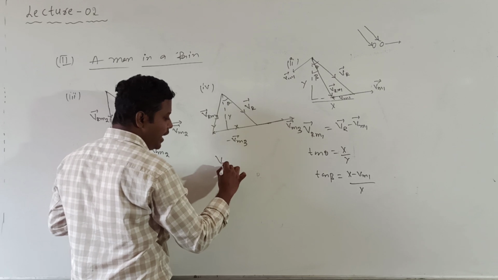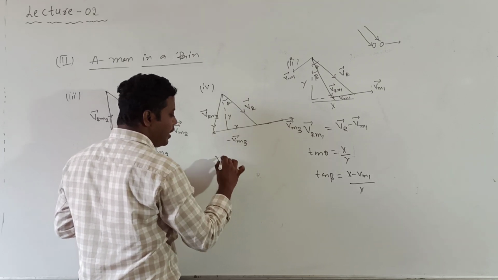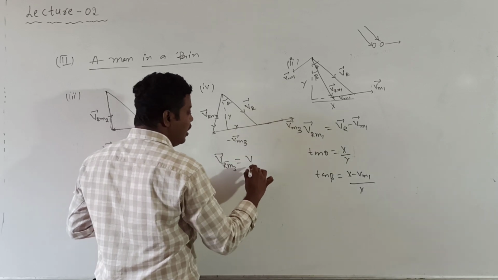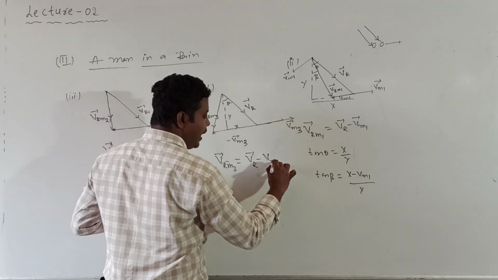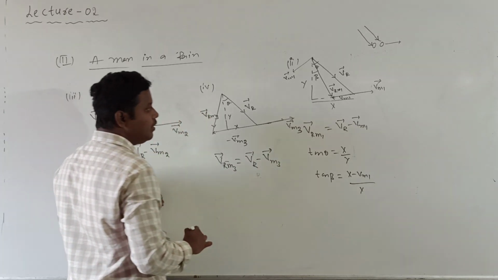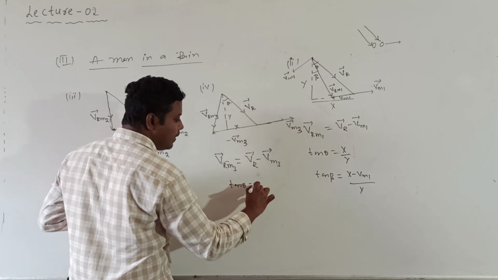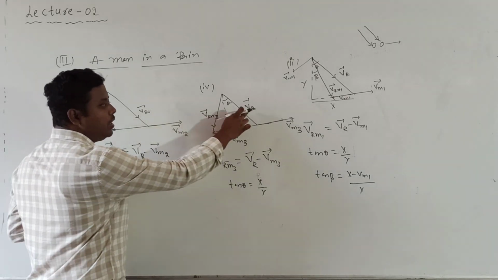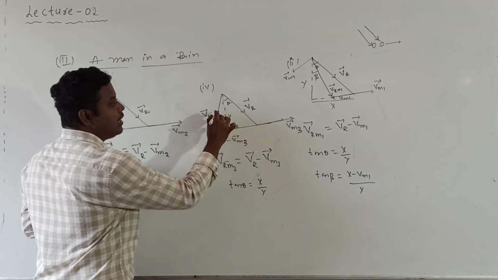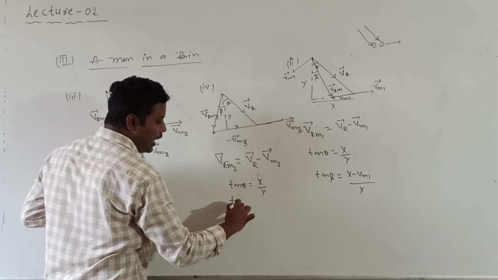So what is the value of Vrm3 bar? Vrm3 bar will be equal to Vr bar minus Vm3 bar. Understood? And similarly, what is the formula for tan theta? Tan theta is equal to x divided by y. Theta is the angle made by Vr with the vertical. If the resultant velocity is making an angle beta with the vertical, what is the value of tan beta?